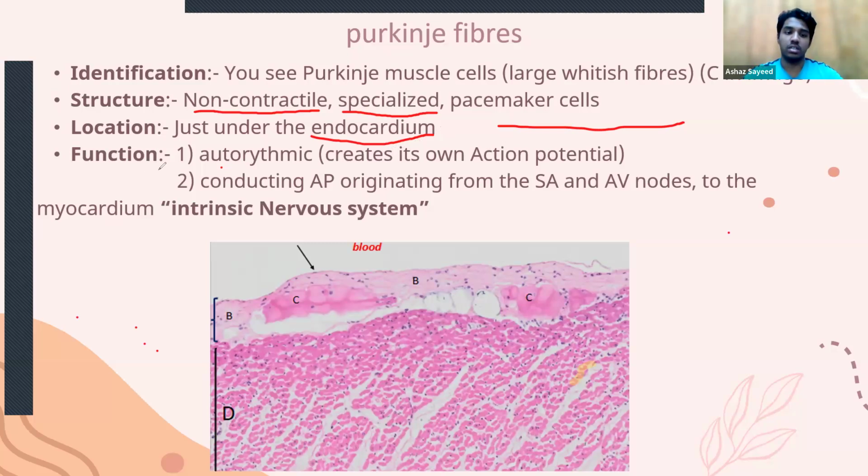Function. As I just said, it can create its own action potential on which the cardiomyocytes will contract. That's one thing. But its main function is conducting action potential, which started at the sinoatrial node, then goes into the AV node, then through the bundle of His, and then into the fibers. In case your SA and AV nodes fail, that's when the Purkinje fibers start their autorhythmic function. It's not always. Normally, they are just conducting action potential.